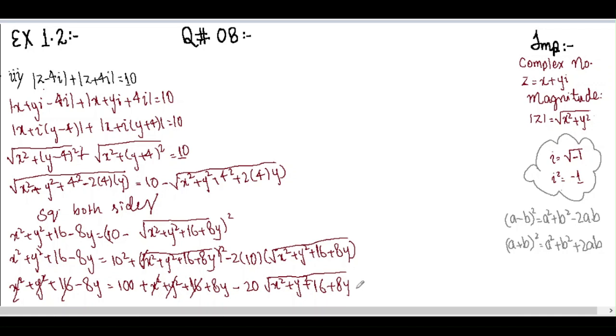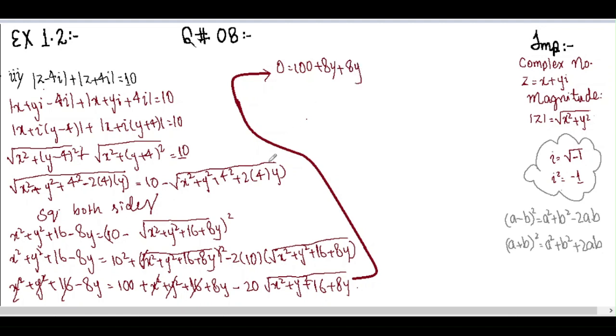Now we are going to do the next step over here. So we get 0 equals 100 plus 8y. This 8y is what I've written already. Now we are going to write this 8y over here, changing the sign because it is shifted from left side to right side, plus 8y minus 20 square root of x square plus y square plus 16 plus 8y.